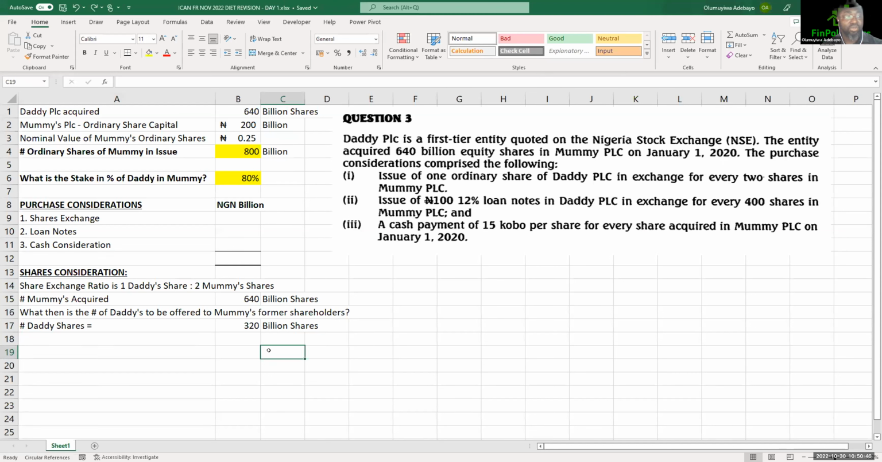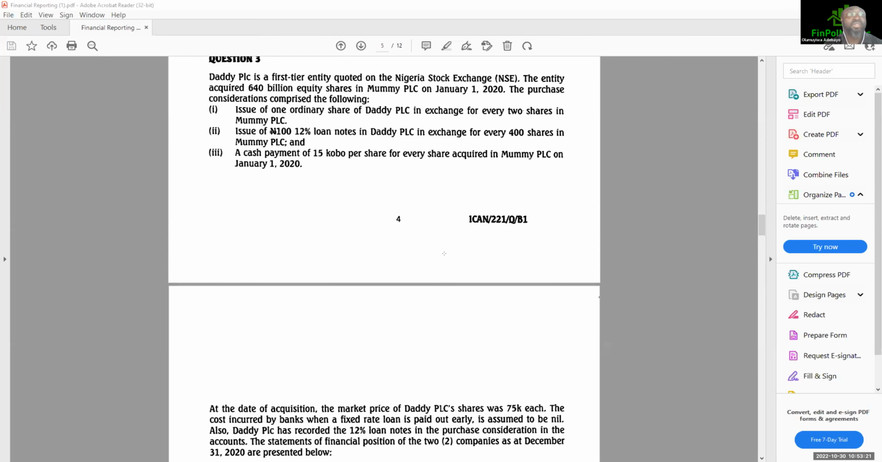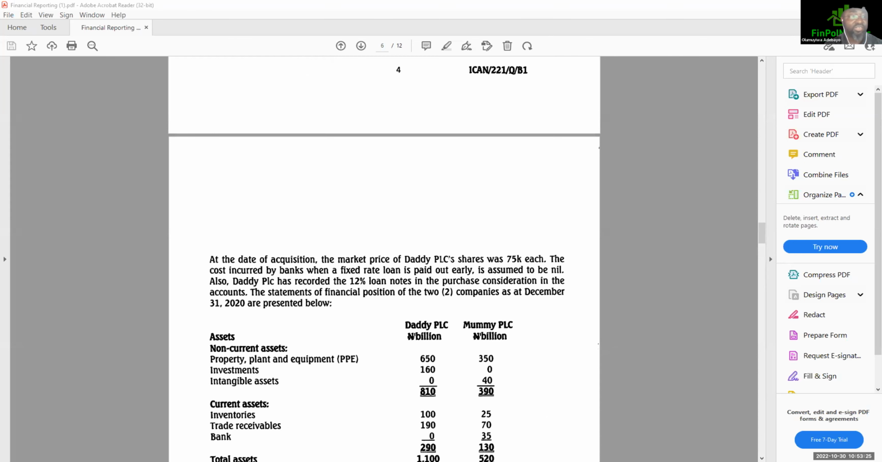And let's go back. What is the market price in the question? What is the market price of Daddy's shares? Who can tell me? Somebody says 75 kobo. Okay. Where do you obtain the 75 kobo? You can raise up your hand so that you can explain, and one or two other of your colleagues will, okay?